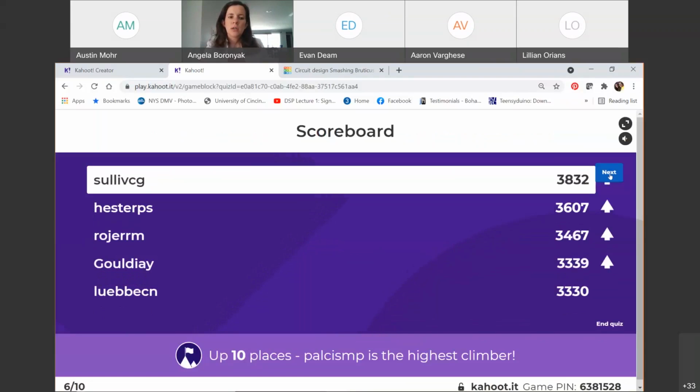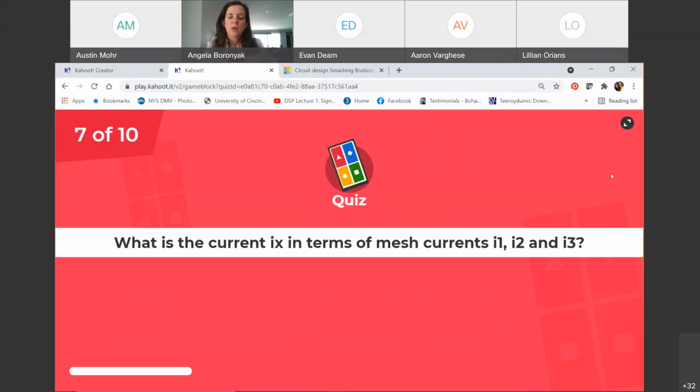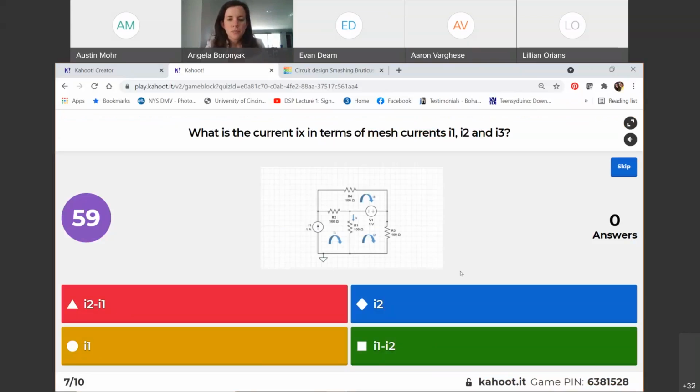Sullivan, CG in the lead, followed by Hester, PS. Question 7. What is the current IX in terms of mesh currents I1, I2, and I3? IX is going down. I1, I2, and I3 are all clockwise. Here's I1, I2, I3. IX goes down through this resistor R1. If I could find my mesh currents I1, I2, and I3, then what do they mean in terms of actually knowing the current through R1 here, IX, if I had to find it going down?